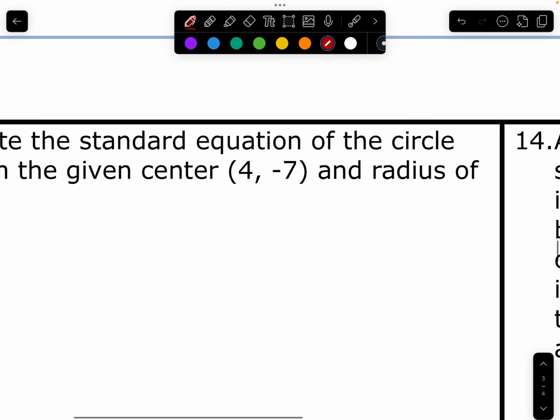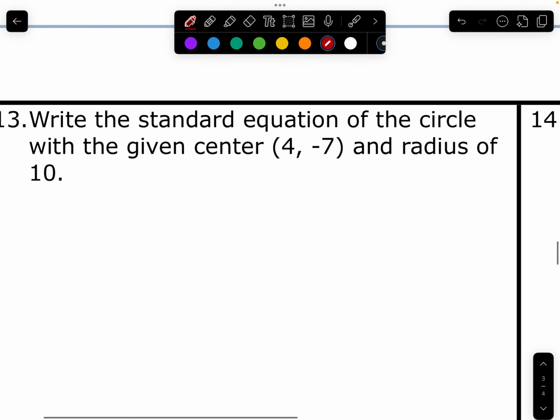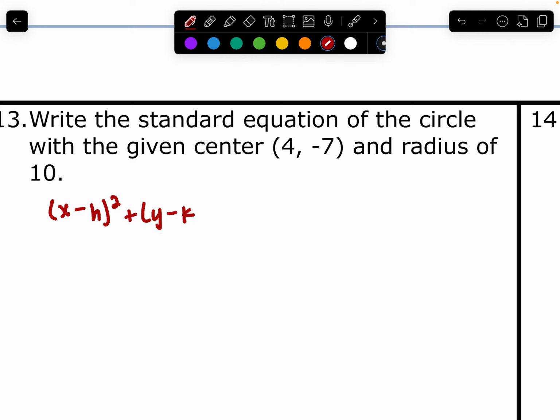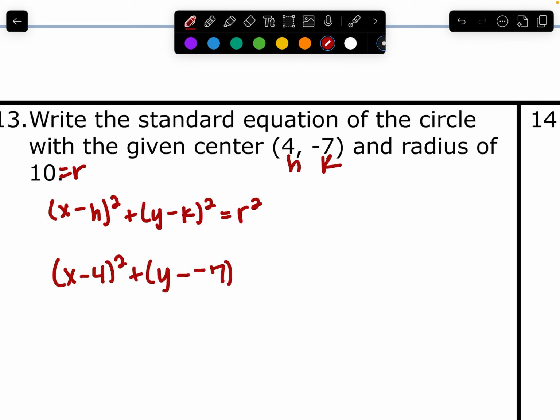Next. Write the standard equation of a circle with a given center of 4, -7. All right, I'll write the standard form first. Oh, that's not right. That's right. All right, so that's our h, that's our k, that's our r. So that's going to be x minus 4 squared plus y minus -7 squared equals 10 squared.